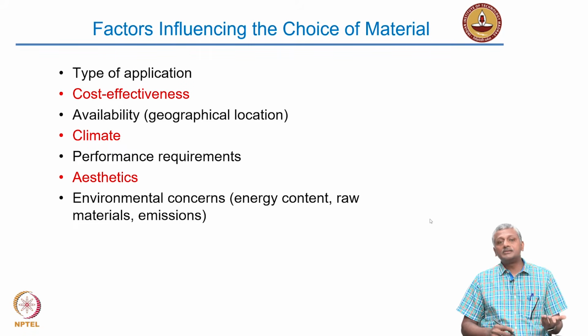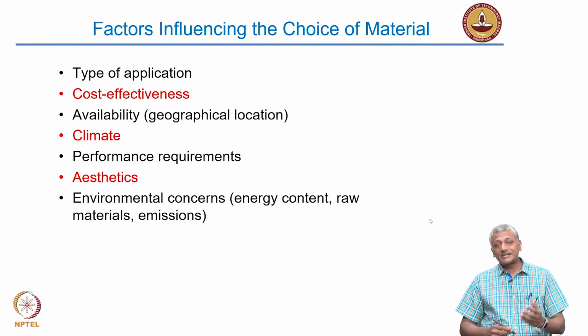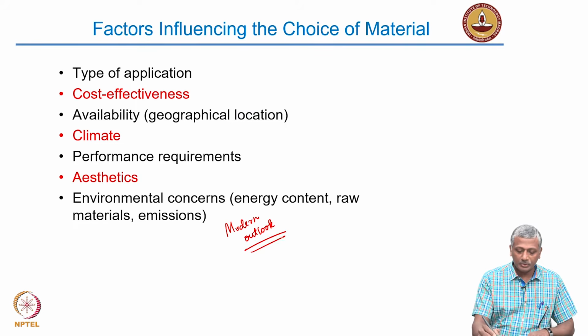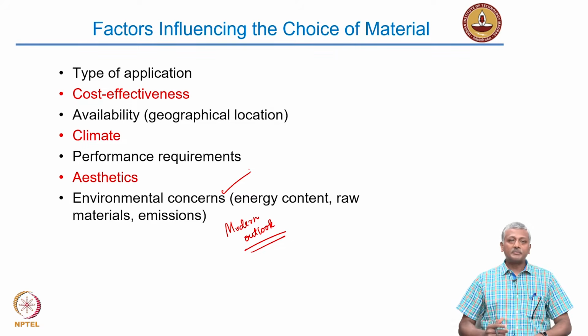Okay? Aesthetics again could be a factor governing choice of a material. Some materials or some structures made with certain types of materials may look a lot more pleasing as compared to others. Okay? And obviously, environmental concerns can lead to the choice of material, like energy content, raw materials and emissions, and this is the modern outlook. So, this is how we want to look at the choice of materials. The modern outlook is to decide the material based upon the environmental concerns. Okay? What does it mean?